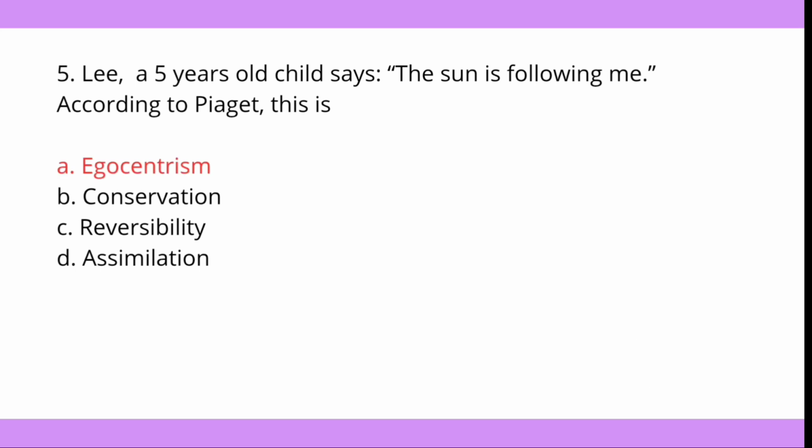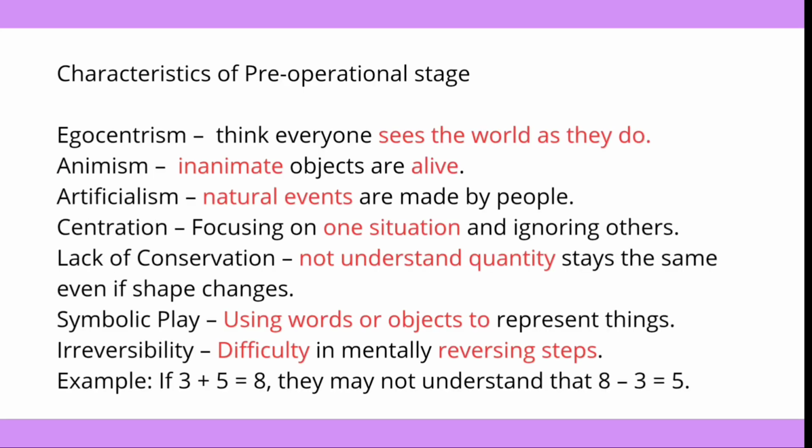The correct answer is letter A. Egocentrism is the stage where children have difficulty seeing things from another person's point of view. They believe that what they see, feel, or experience is the same for everyone. Lee thinks that the movement of the sun in the sky is personally related to him. He does not yet understand that the sun's position changes due to the Earth's rotation.